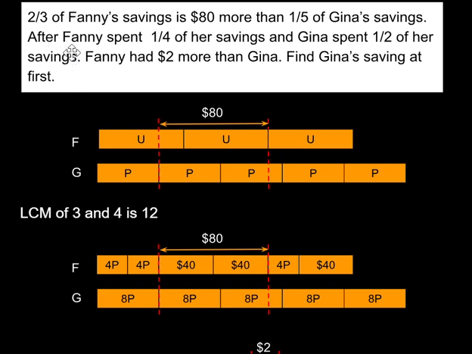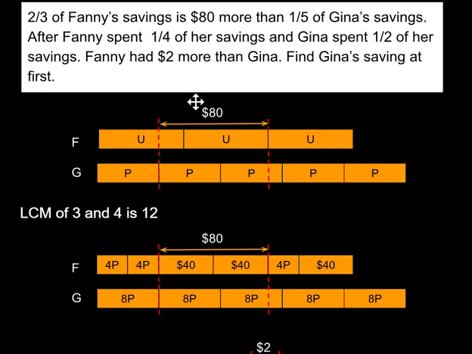Second, we know that Fanny is going to spend 1/4 of her savings and Gina is going to spend half of her savings. Straight away, we know that the next thing we need to do is chop this into half. The problem is this is 3 and we're going to chop it into 4 parts, because it's going to be 1/4. So the easiest way is to look at the LCM of 3 and 4, which is 12. So we can say that this is 12 parts, and add up this total to be 12 parts, 4, 4, 4.